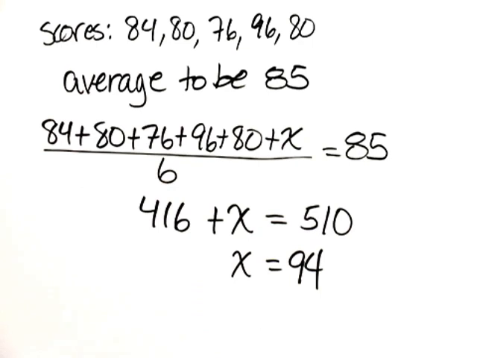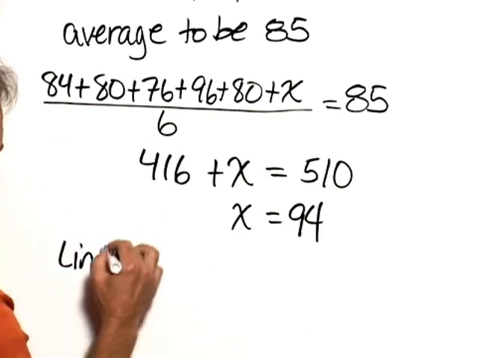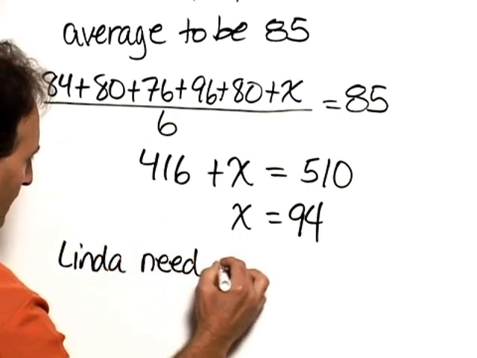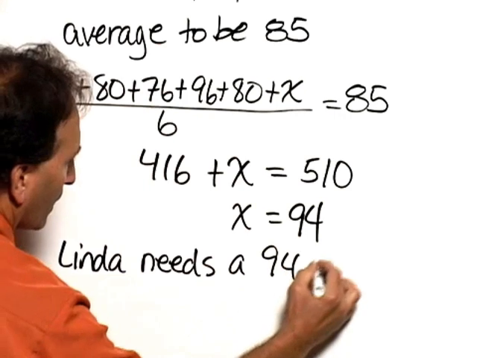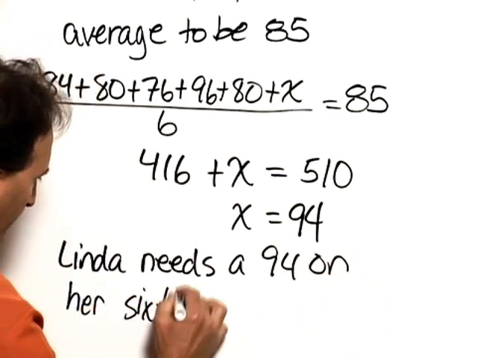The 5th step in the process is to state the solution. So Linda needs a 94 on her 6th test.